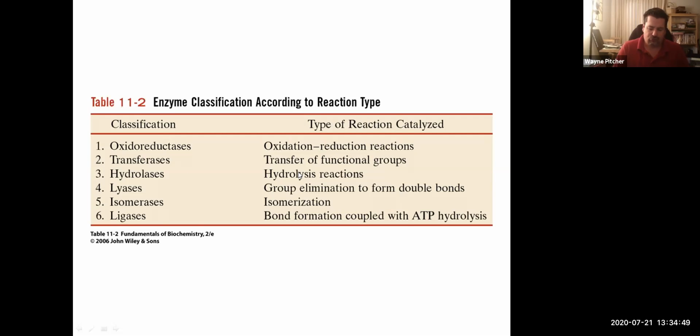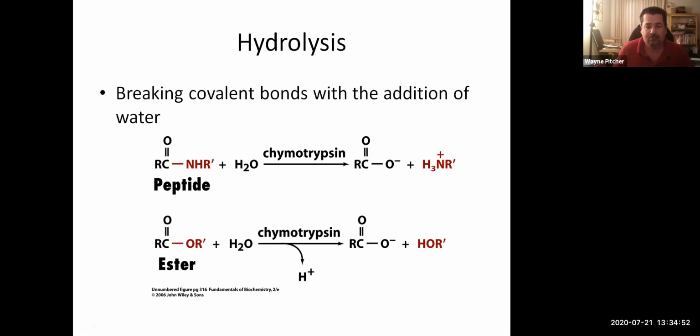Now, what is hydrolysis? Hydrolysis is the breaking of covalent bonds with the addition of water. So we can see here a peptide, and we're adding water, and we've got an enzyme to catalyze the reaction, and we end up getting a carboxylate and an ammonium. We can see here that the carbon-nitrogen bond is split. The oxygen of H2O ends up on that carbon, and the 2 hydrogens end up attached to the nitrogen. We have a net addition of water, and we're breaking a bond.